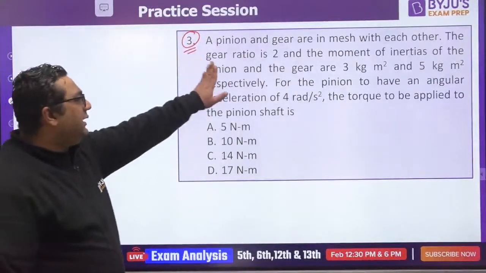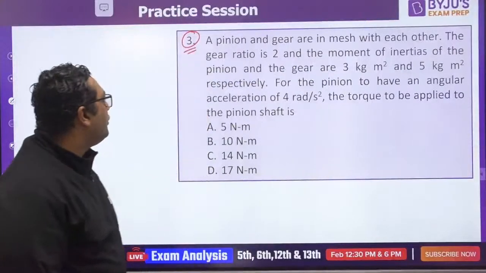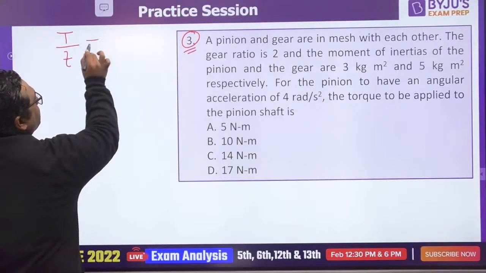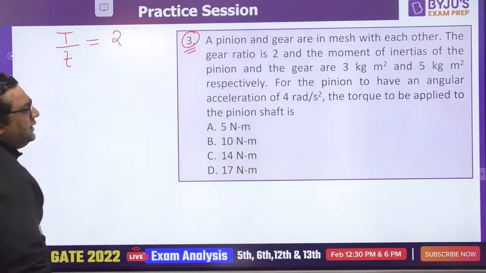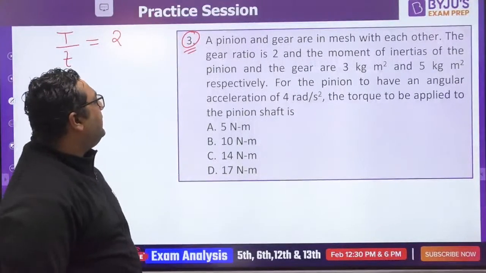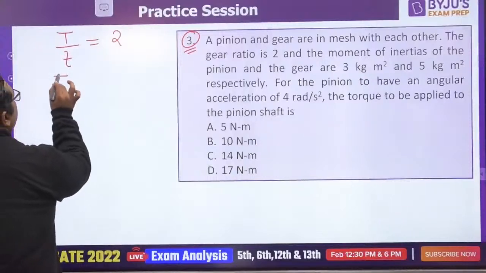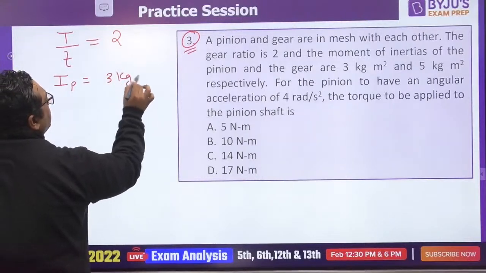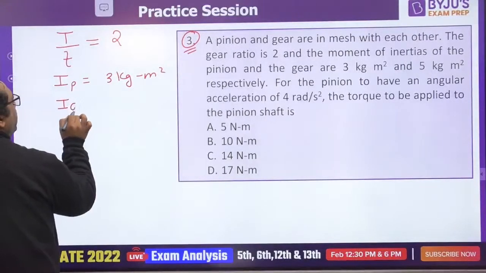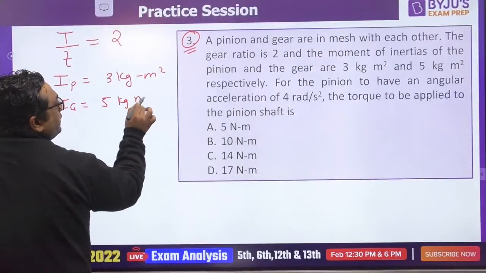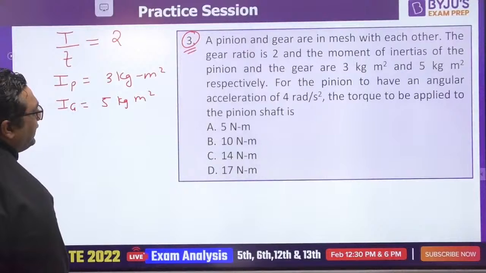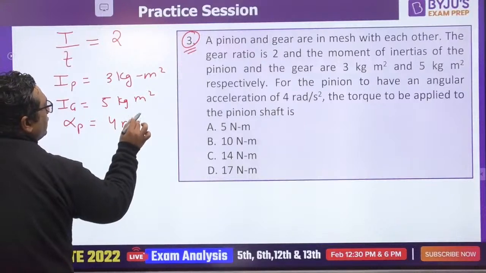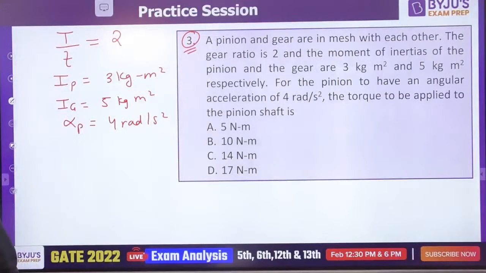A pinion and gear are in mesh with each other. The gear ratio is 2, so the number of teeth of gear to the number of teeth of pinion is given as 2. This is the gear ratio. The moment of inertia of the pinion and gear are given: moment of inertia of pinion, IP, is 3 kg meter square, and I of gear is 5 kg meter square. For the pinion to have an angular acceleration, alpha of pinion, of 4 radian per second square, the torque to be applied to the pinion shaft.